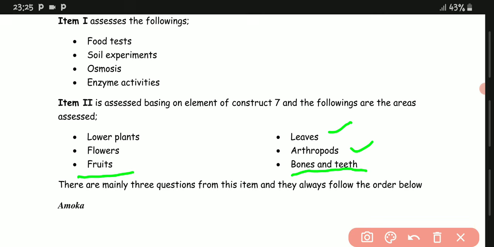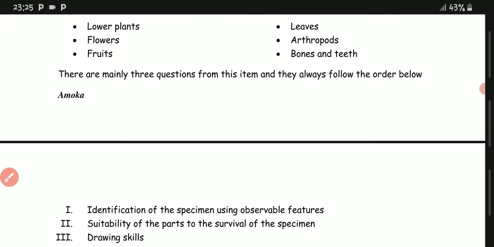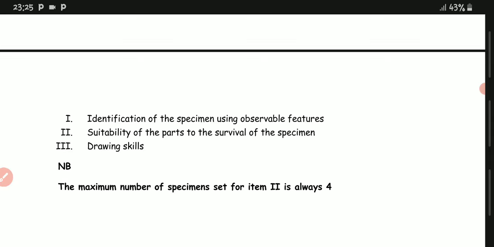Then there are mainly 3 questions. We have 3 simple questions from this item, and they always follow the order below. So let me show you the order of these questions. Now the first question, they will always tell you to identify these specimens using the observable features. Then 2, they will ask you the suitability of the parts of these specimens for their survival.